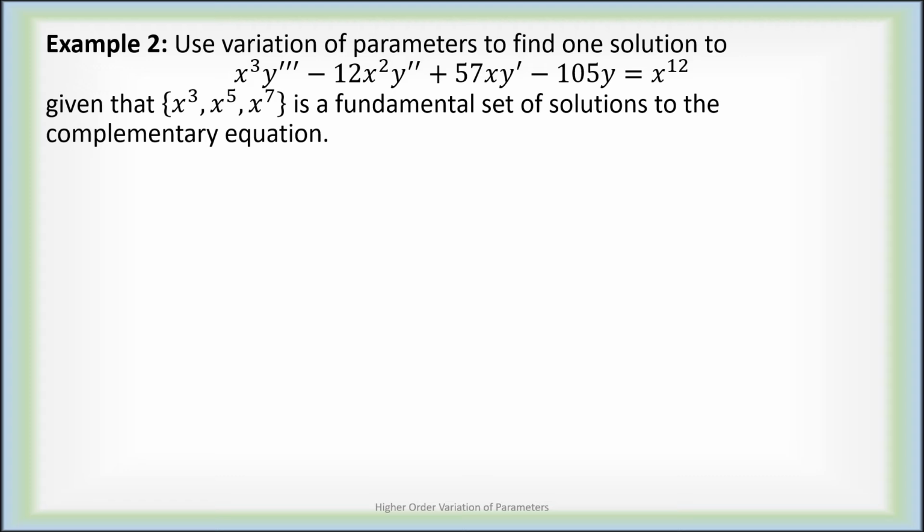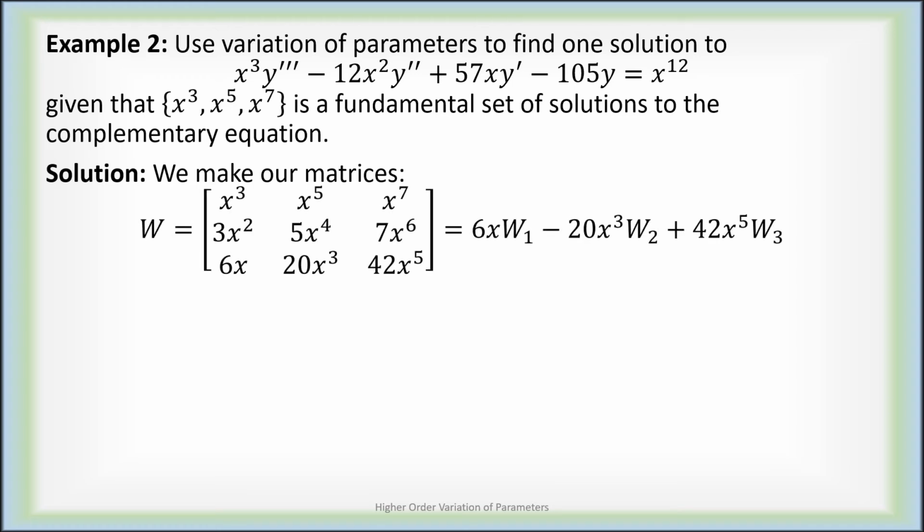So for a second example, let's change things up. Use variation of parameters to find one solution to this differential equation, already knowing that x cubed, x to the fifth, x to the seventh form a fundamental set of solutions to the complementary homogeneous equation. So we make our matrix by taking the top row to be our fundamental set, one derivative, two derivatives. Okay, once you have a square matrix, you're done.